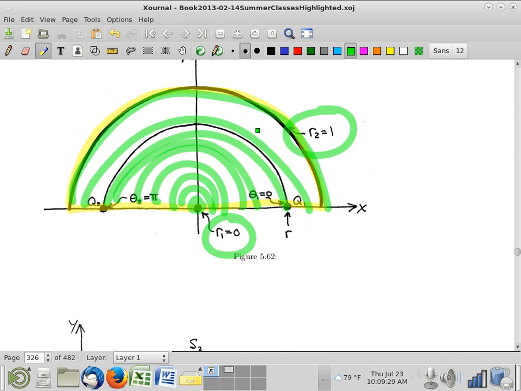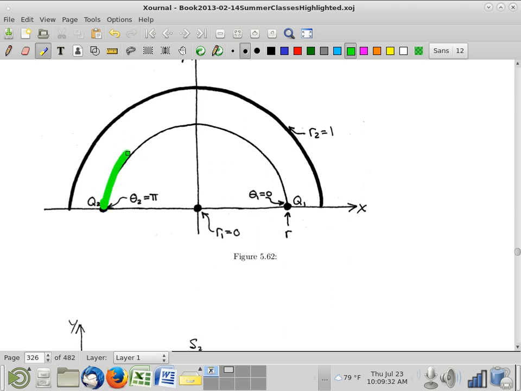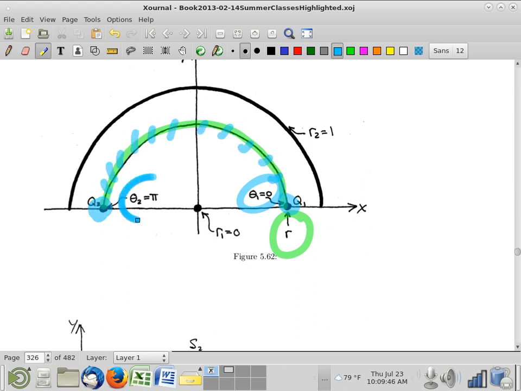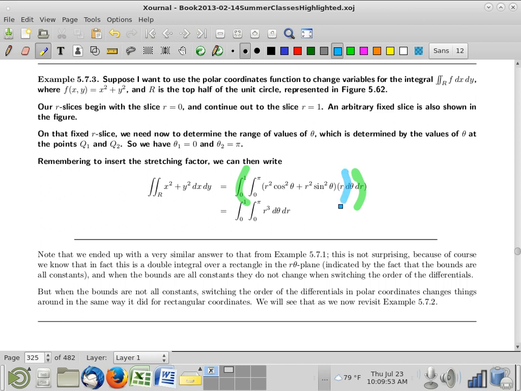And then, for a given r slice, what's the range of values of theta? Well, theta starts there at 0, and then theta moves along until you get to that point where theta is pi. So theta goes from 0 to pi. And it's still the same stretching factor, so it's still r that goes there. So dx dy is still r dr d theta. It's just that here I've decided to put the d theta before the dr. And fine, it's an alternative way to break down that problem. Suit yourself, do it whichever way you like.